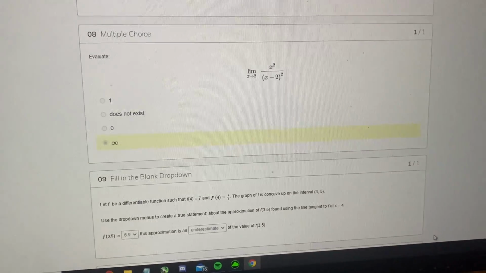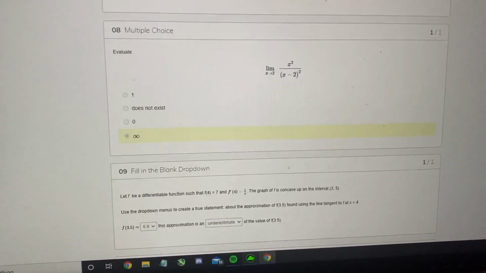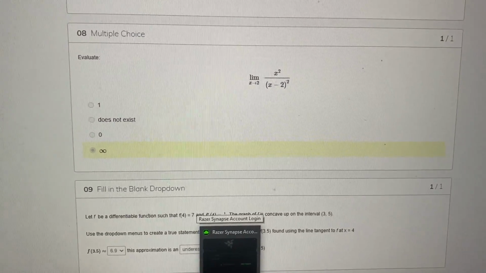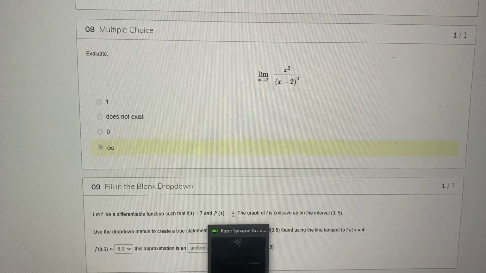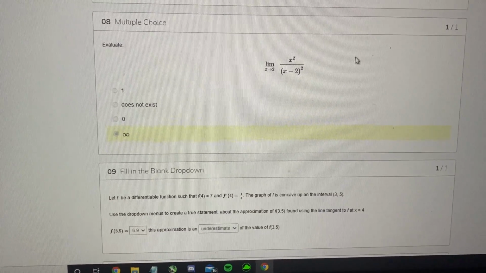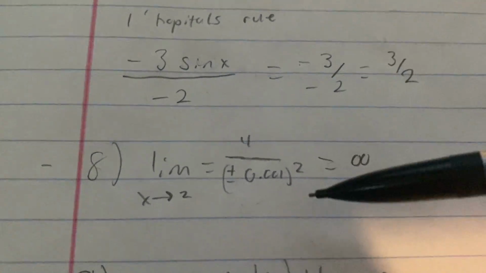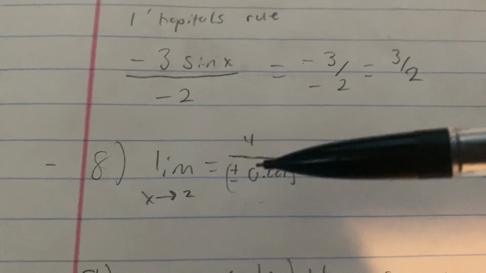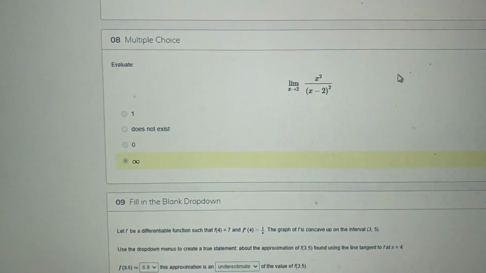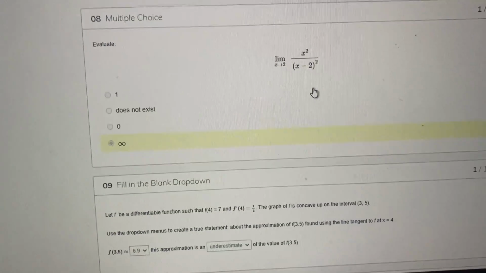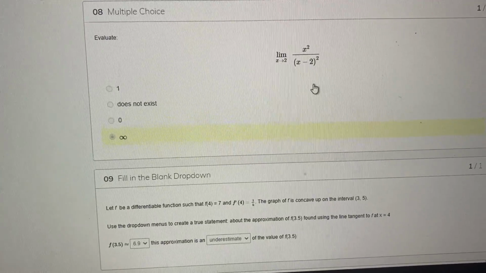All right, number 8. This one is relatively simple. It's very similar. If you plug in 2, you get 4, and then you get 0 on the bottom, so we can't use L'Hopital's rule for this one. So what we'll have to do is I plugged in points around it, and you'll find that if you plug in 2.1 or 1.9, it's going to be the same because it's squared. You will not actually have a negative value here, meaning the limit does exist.